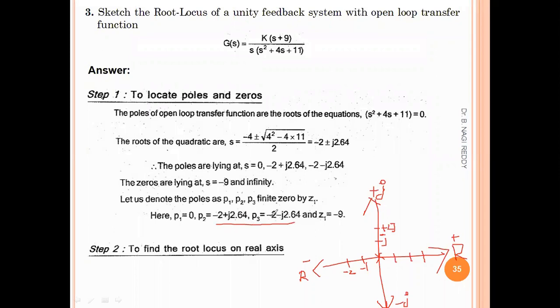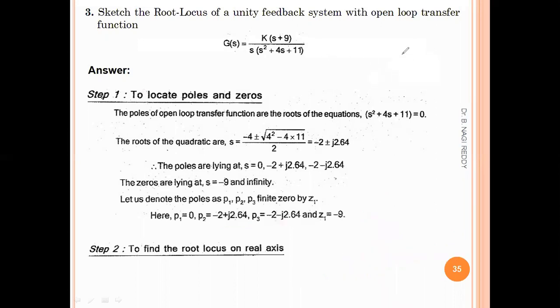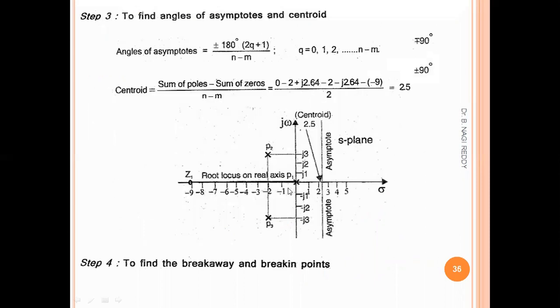So mark P1, P2, P3 and Z1 on the graph. Everyone, please mark. You can see here the first pole P1 is at the origin. This one is the first pole, and the second pole is a complex pole, and the third pole is also a complex pole. So these three poles are marked, and we need to mark the zero also.